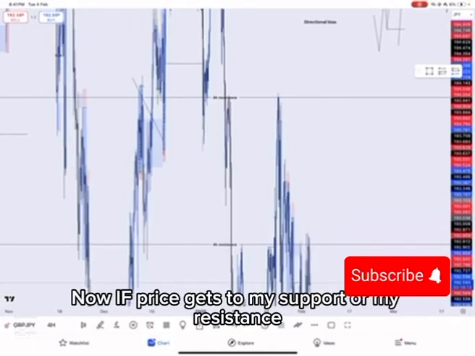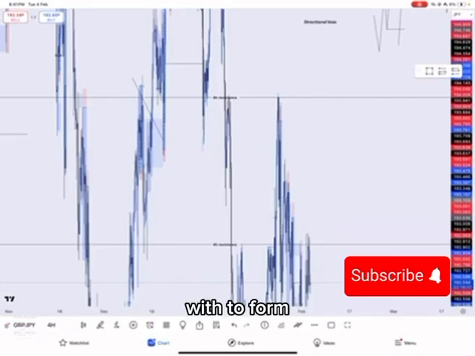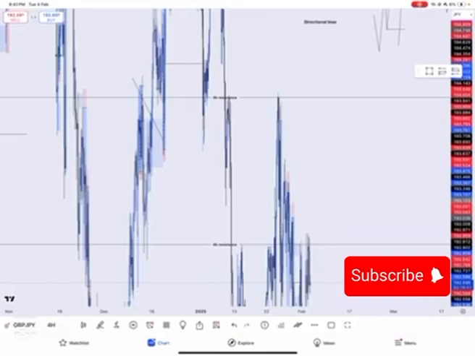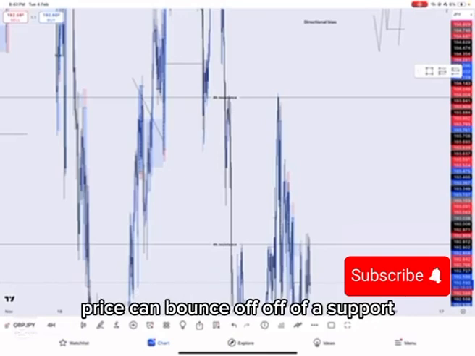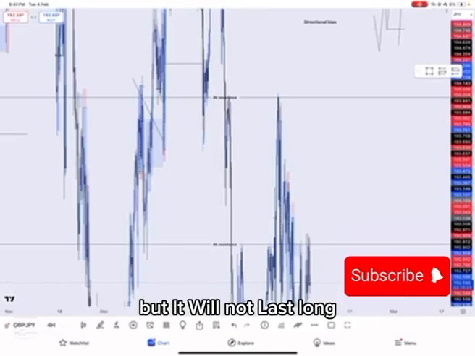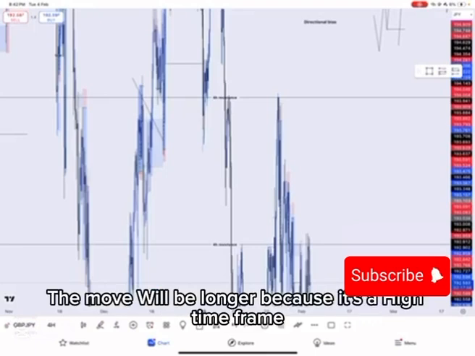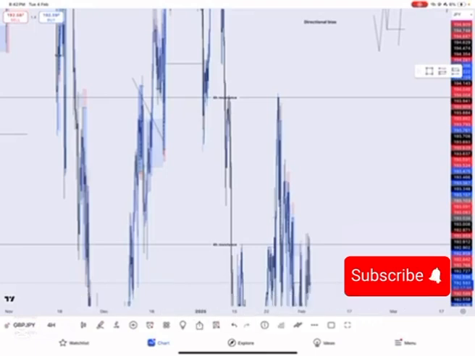So for example, now if price gets to my support or my resistance, I have to now wait for the strategy I trade with to form while at those zones. And the higher the time frame, the more effective the move is going to be. On 1 minute time frame, price can bounce off of a support, but it will not last long. But if it's on the 4 hours time frame, the move will be longer because it's a high time frame.